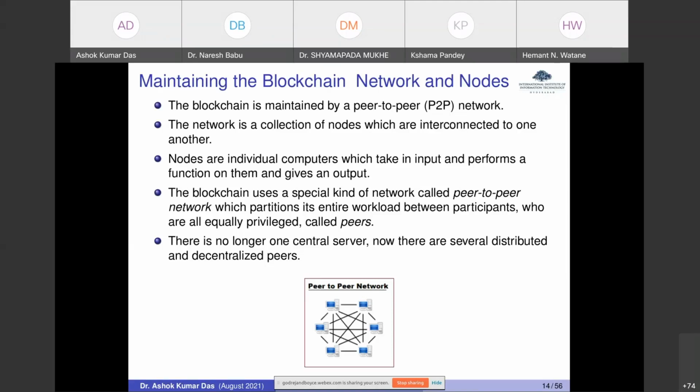So therefore, in a peer-to-peer network, every node is given equal privilege. As a result, there is no longer a single point of failure in the case of the blockchain. Even if a server fails, then another server will be there to take the backup in the system. Thus, there are several distributed and decentralized peers in the case of blockchain technologies.